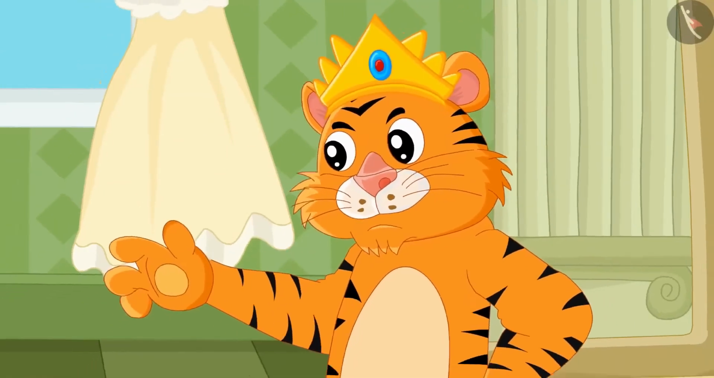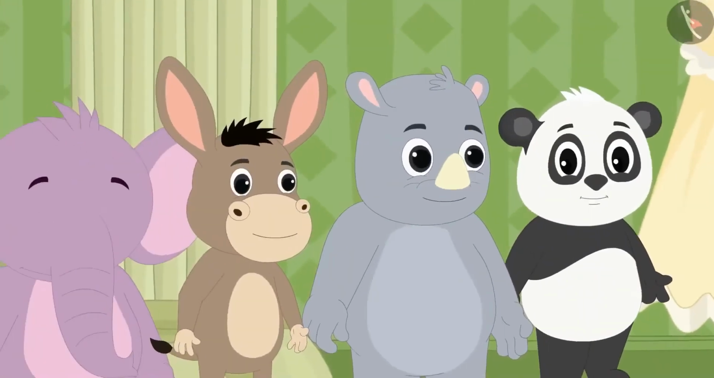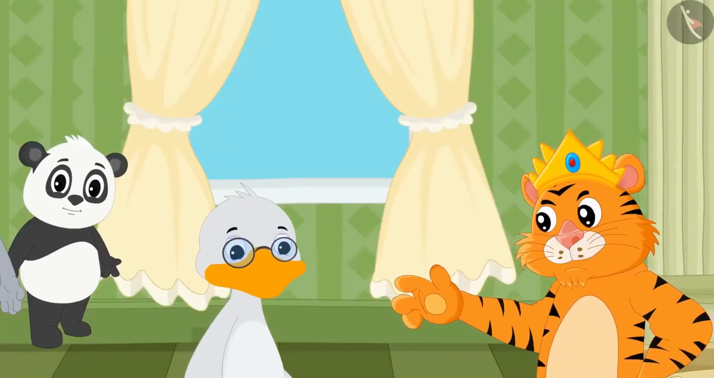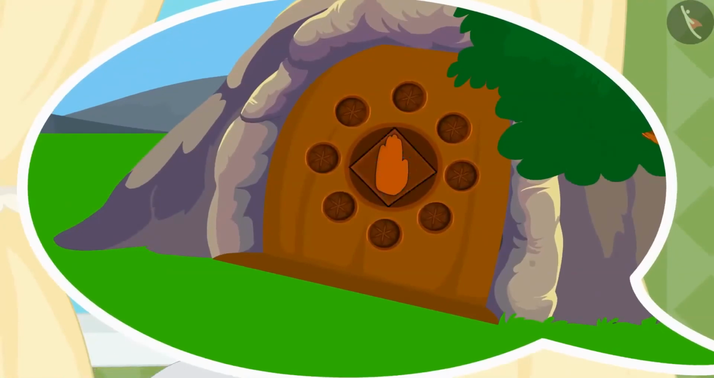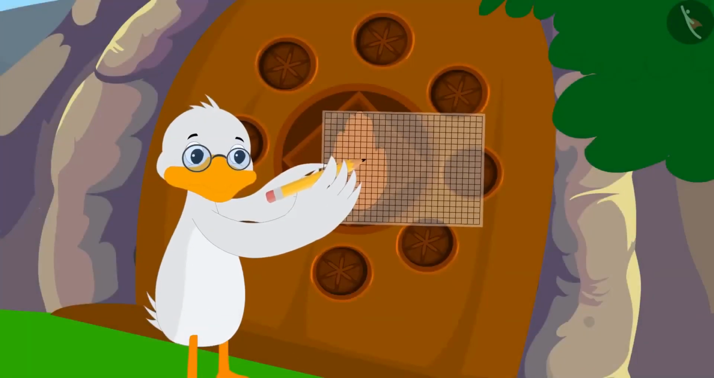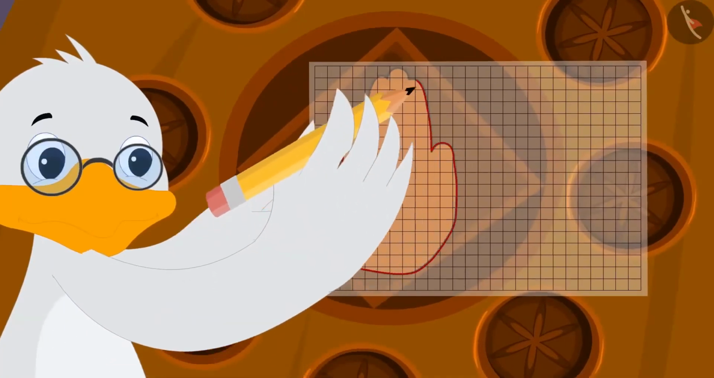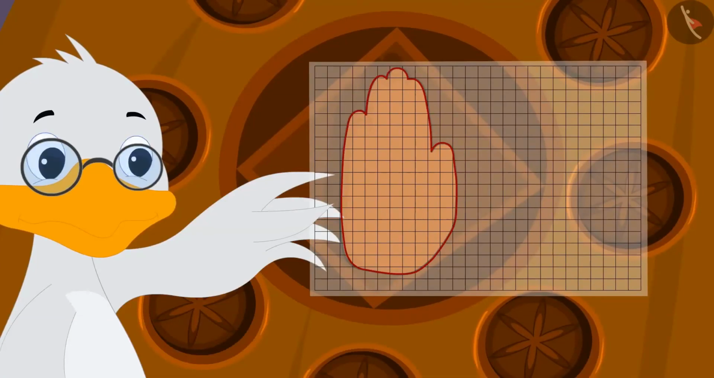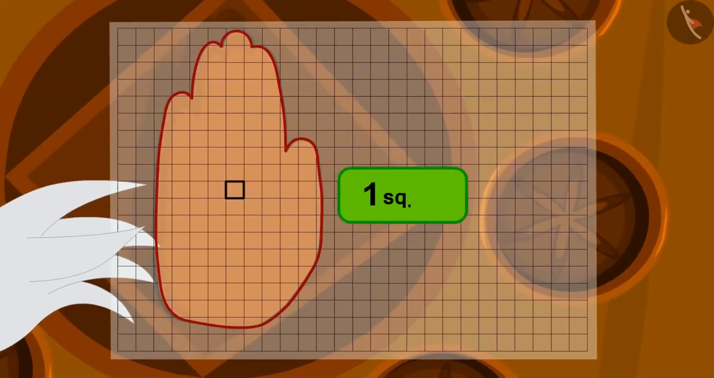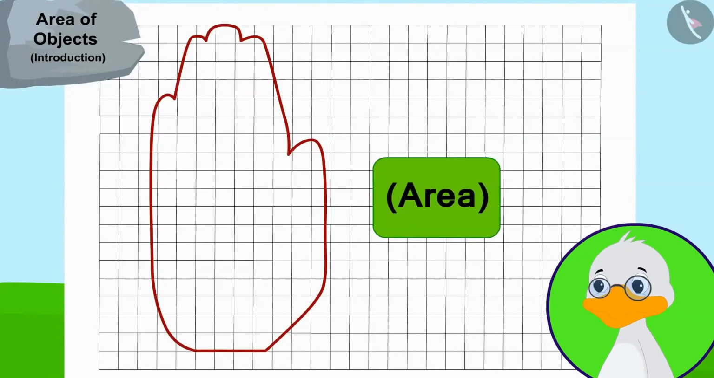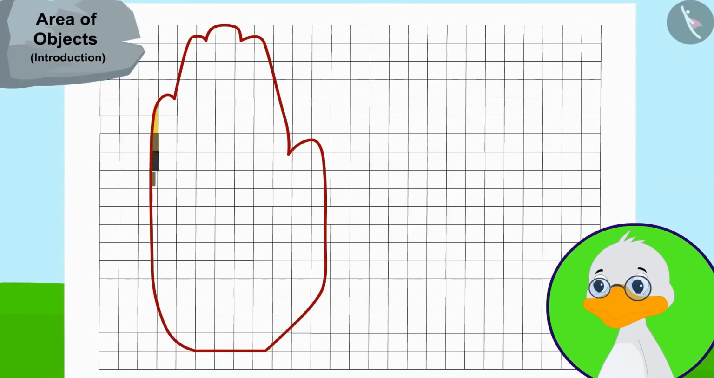The king of Champapur has entrusted Barbole uncle with the responsibility of finding the villager whose hand impression matches the hand impression on the door. Uncle immediately traced the hand impression on the door onto a paper in this way. This paper has similar squares of 1 square centimeter each. Uncle then counted the number of squares covered by the hand impression to find the area of the hand impression.